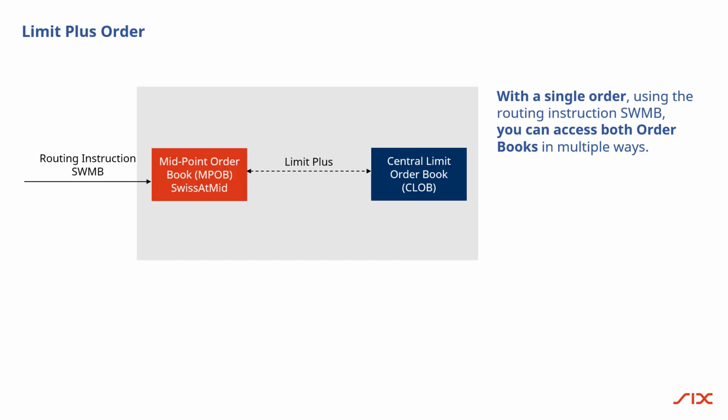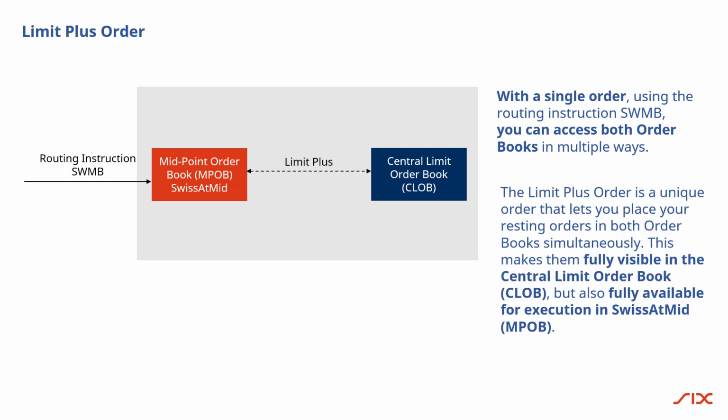With a single order, using the routing instruction SwissAtMid, you can access both order books in multiple ways. On the one hand, the central limit order book with pre-trade transparency, and on the other hand, the midpoint order book, SwissAtMid, which offers trading without pre-trade transparency.